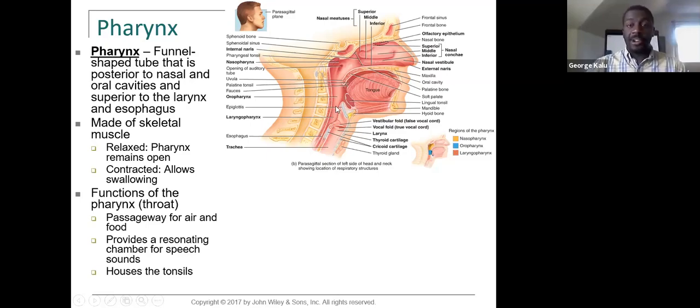So that's the first function of the pharynx, acting as a passageway for both air and food. The second function is that it's involved in helping to cause different sounds in your voice. The third thing is it's where we find some of our tonsils, which is more of an immune function. So it serves three different functions all at once.